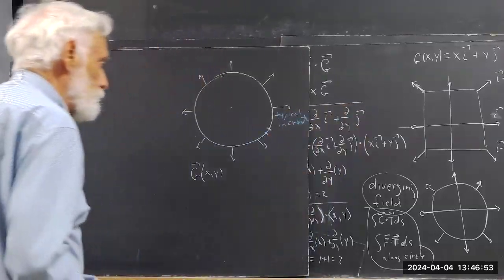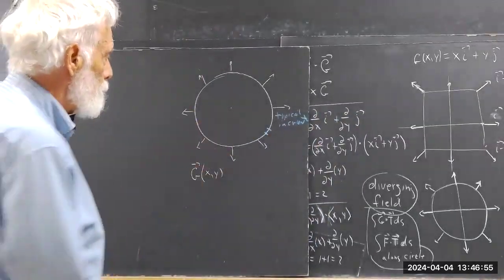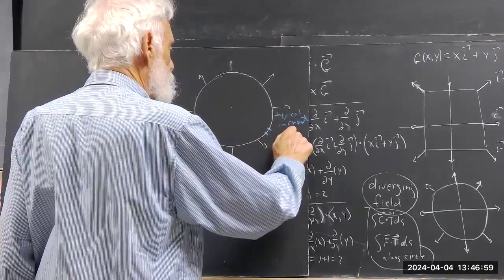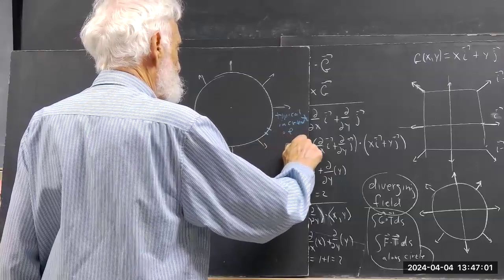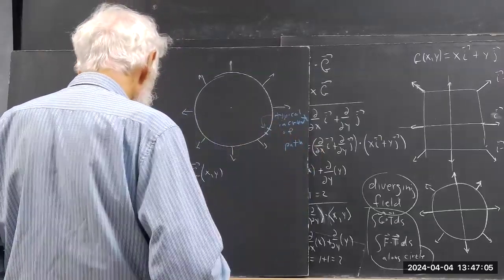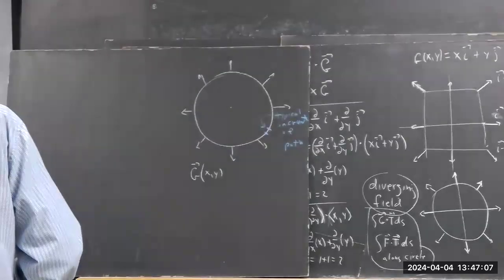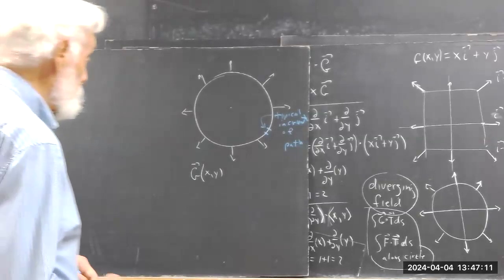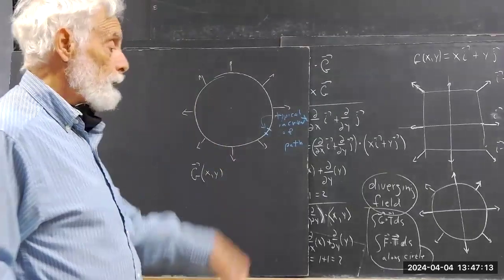I didn't write the whole word increment, but there's a typical increment of your path. On that increment, you have a tangent line. Now, depending on how you set up your path, it could be clockwise or counterclockwise.